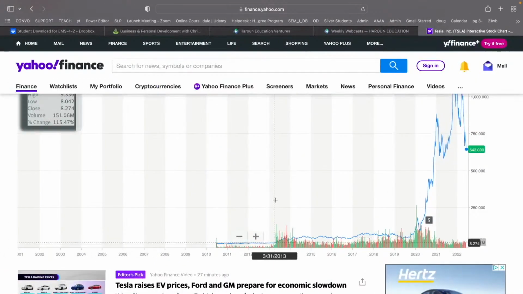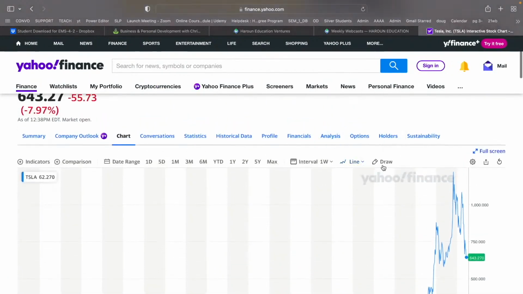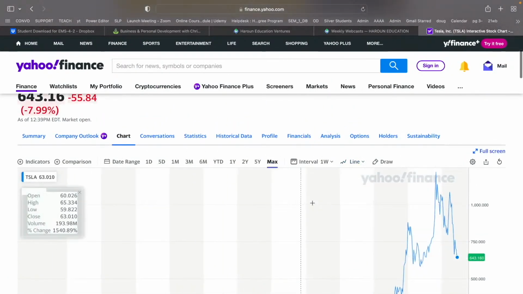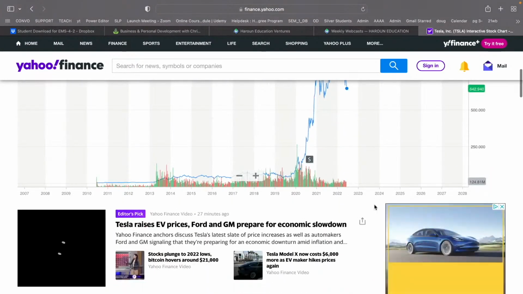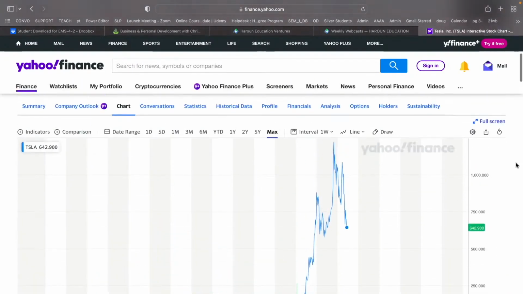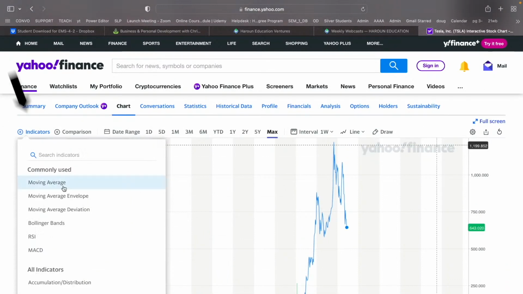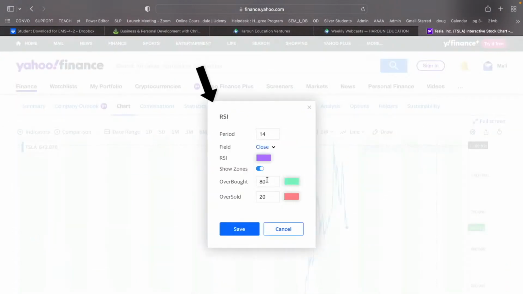All right, so let's look here at the chart of Tesla, okay? And what I'm going to do is add the relative strength indicator down here to the bottom. And the way you do that is you go here to indicators, and then you click here on RSI.